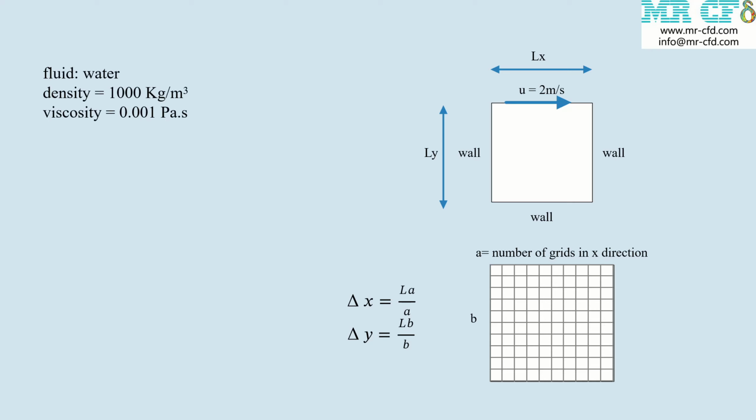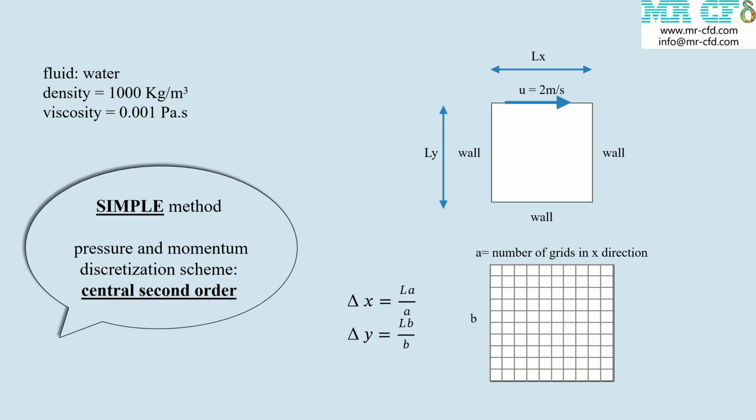The fluid inside the cavity is assumed to be water with a density of 1,000 kilograms per cubic meter and a viscosity of 0.001 pascal second. As mentioned, the pressure-velocity coupling method we will implement in the code is the SIMPLE (Semi-Implicit Method for Pressure-Linked Equations) algorithm. For pressure and momentum discretization, we will use a central differencing scheme of second-order accuracy.